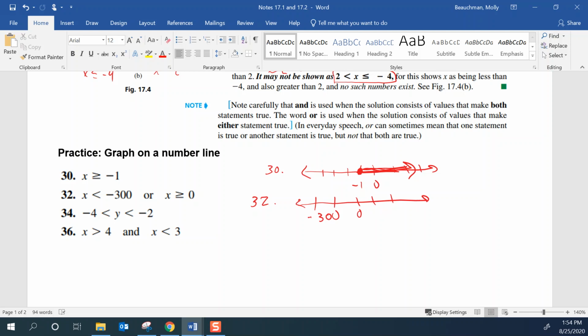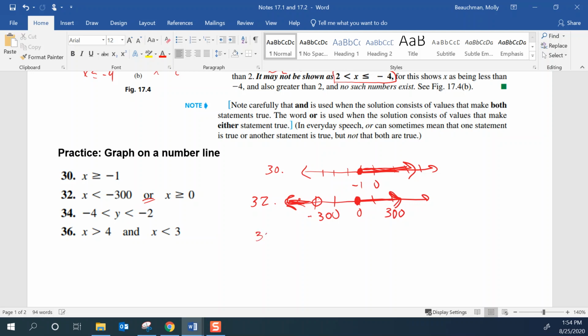0, 300. X is less than -300 or x is greater than or equal to 0. So open circle at -300, x is less than -300, or x is greater than or equal to 0, solid circle at 0. It can't be both of these at the same time, which is why that's an or. It's one or the other, but not both.